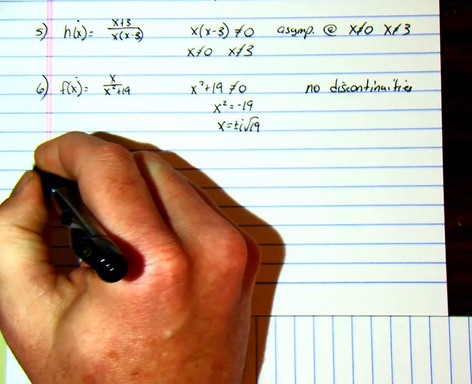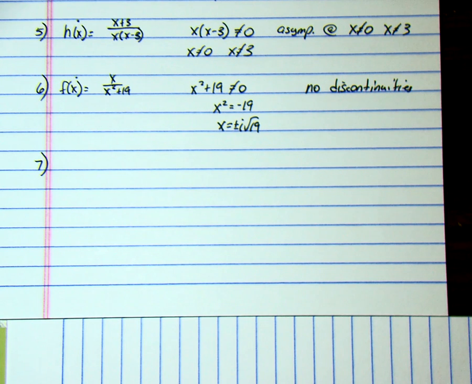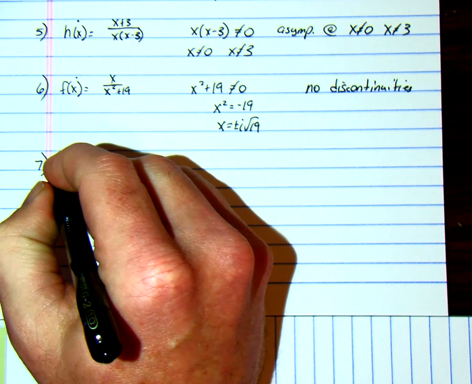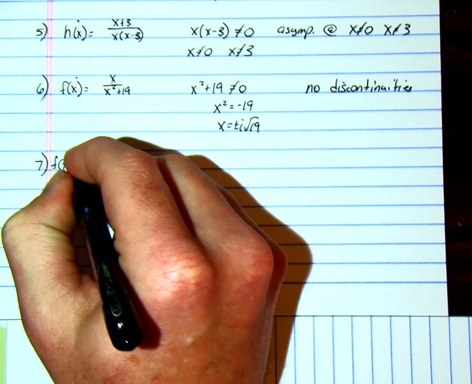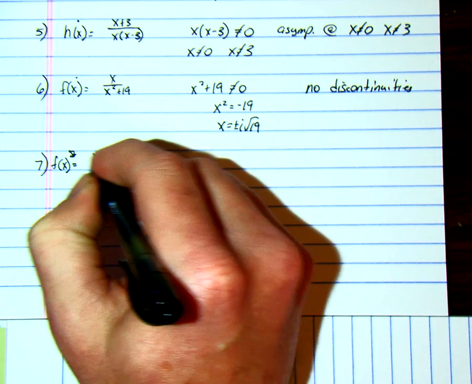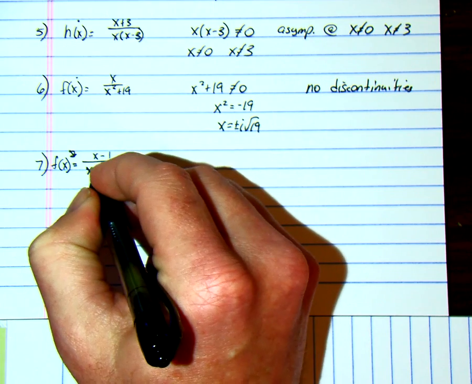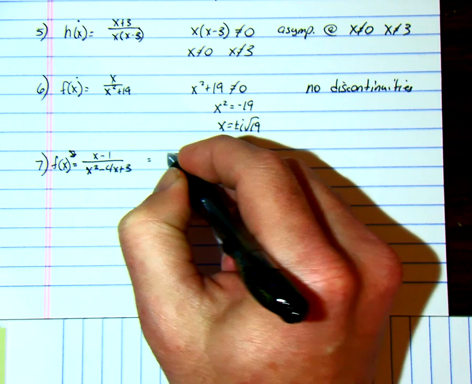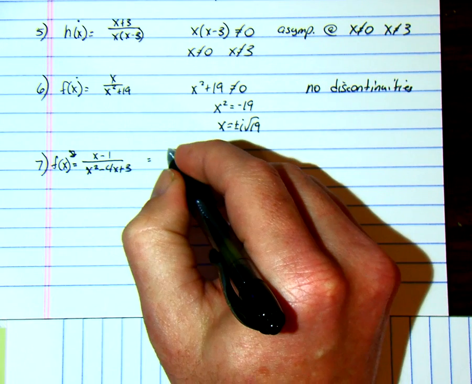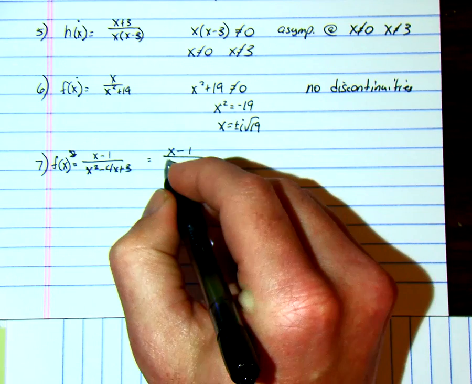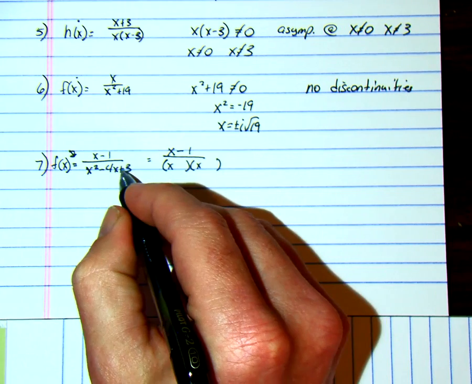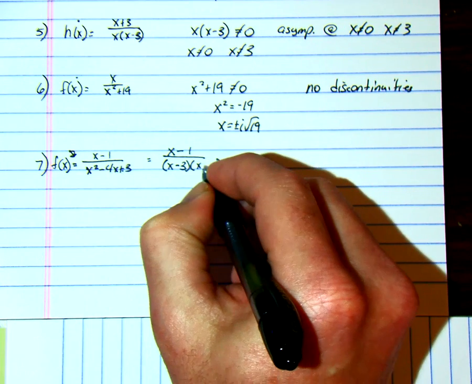All right, so now we're talking about number 7. Still talking about vertical asymptotes and holes. This is going to be predicated on your ability to factor. F of x is equal to x minus 1 over x squared minus 4x plus 3. I'll leave the numerator in its fraction form and factor the denominator. That factors into x and x. We need factors of 3 that add to give negative 4. Negative 3 and negative 1 do that.